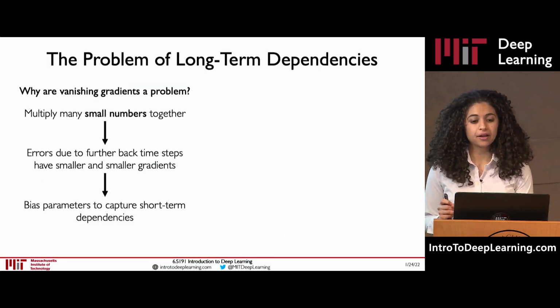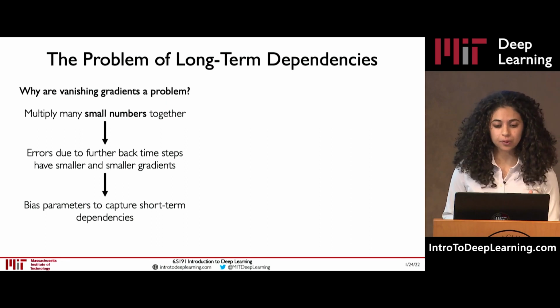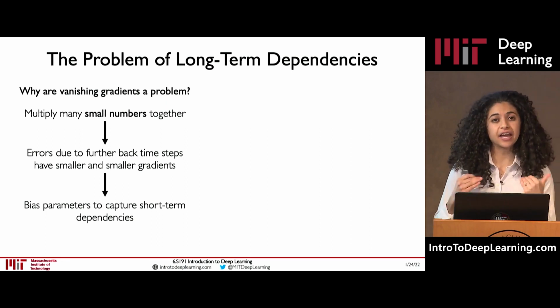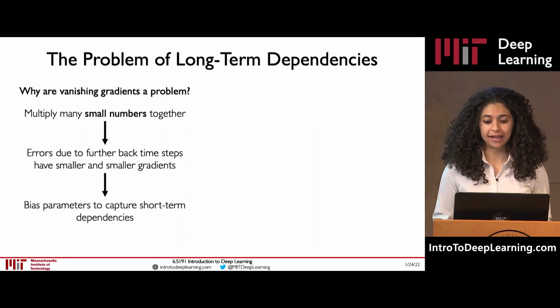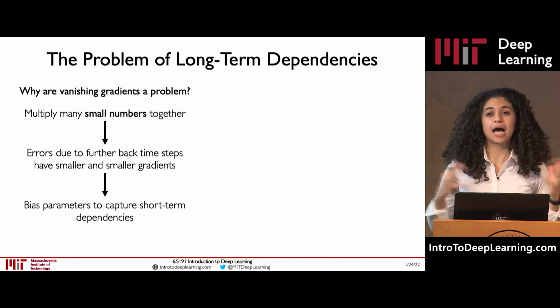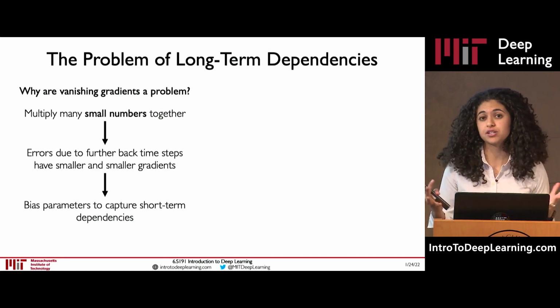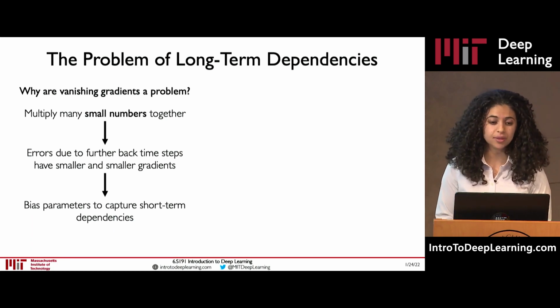Before we do that, to take a step back, right, the reason why vanishing gradients can be so problematic is that they can completely sabotage this goal we have of trying to model long-term dependencies.